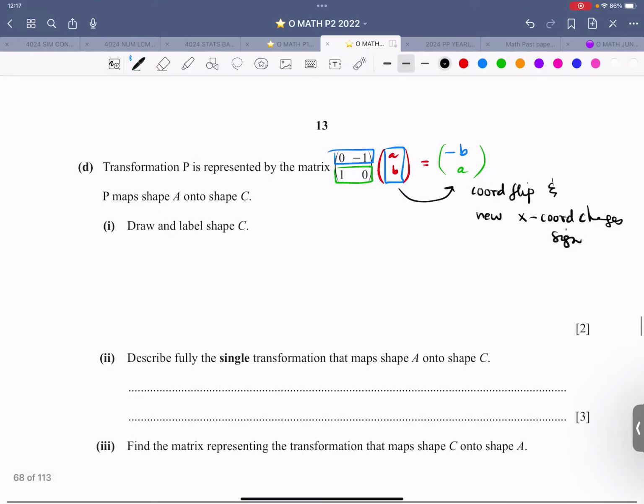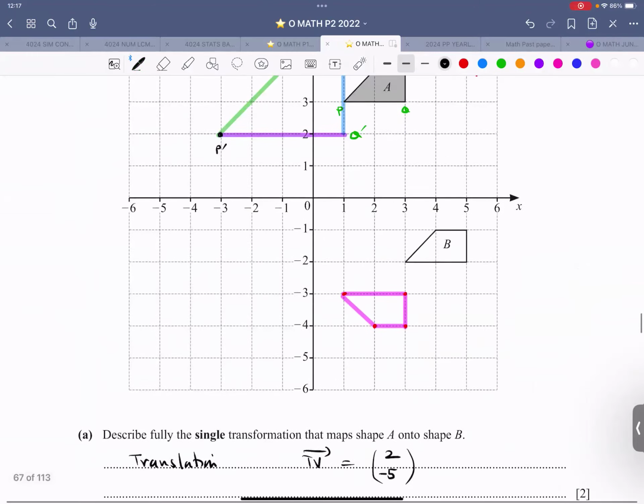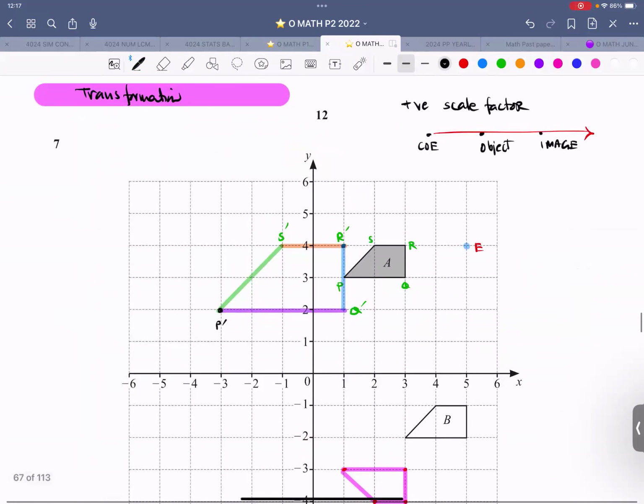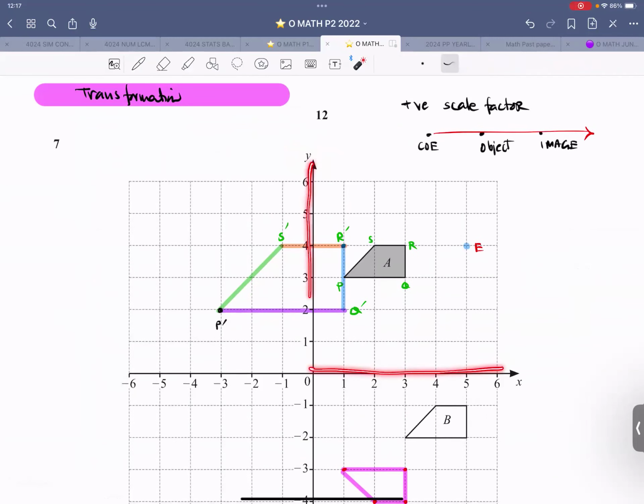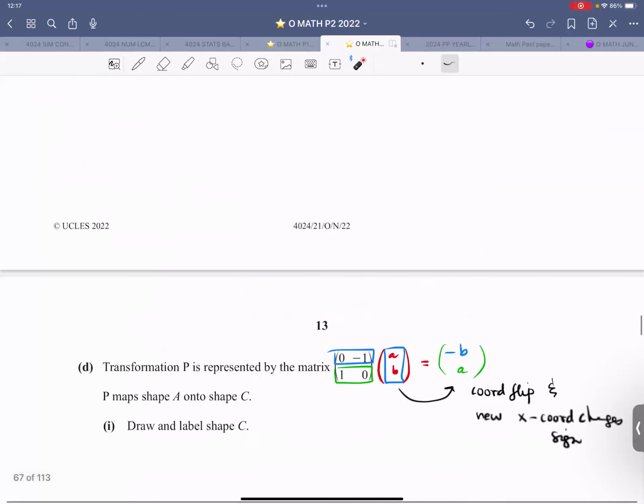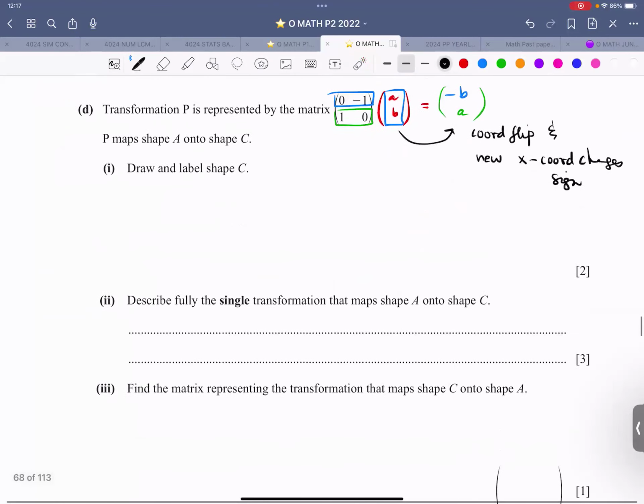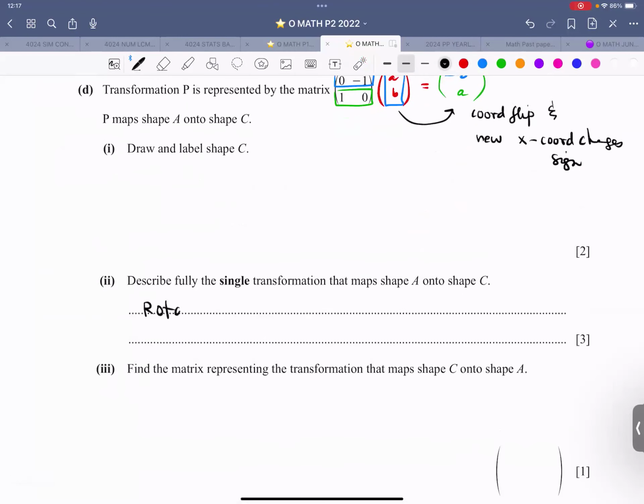So I'm using this knowledge that what happens when coordinates flip, that happens in rotation. The new X coordinate changes sign. So X is positive, Y is positive. When it goes on the other side, X changes sign. So basically, let me write the second part first. This is a rotation, and it's 90-degree anti-clockwise about origin.